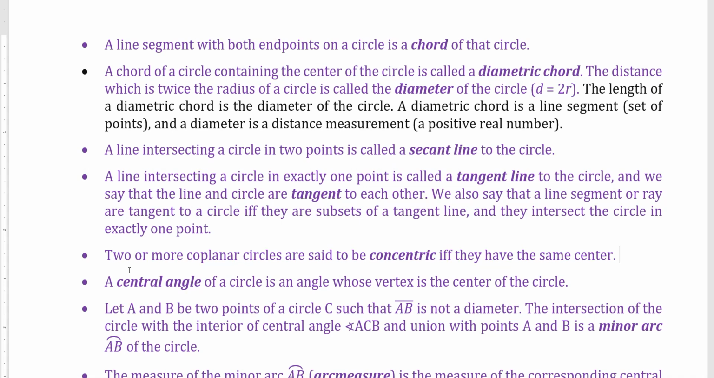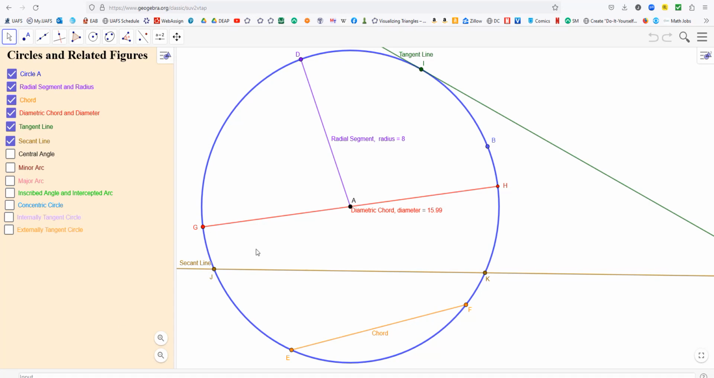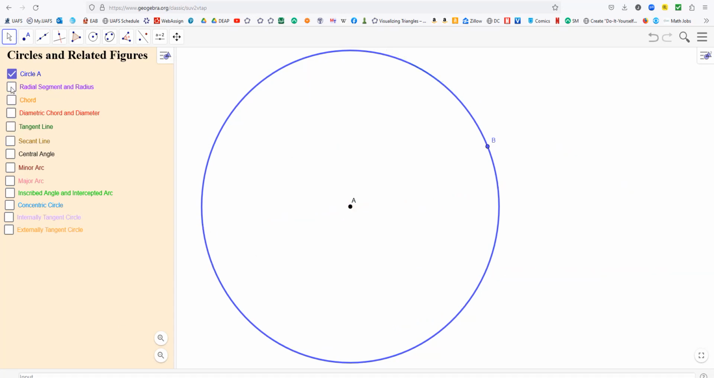Let me go ahead and illustrate some of these. I was going to illustrate them at the end, but I'm going to illustrate some of these as we go along. So I have a GeoGebra sketch here that just has a circle and some basic things. So here's a circle.